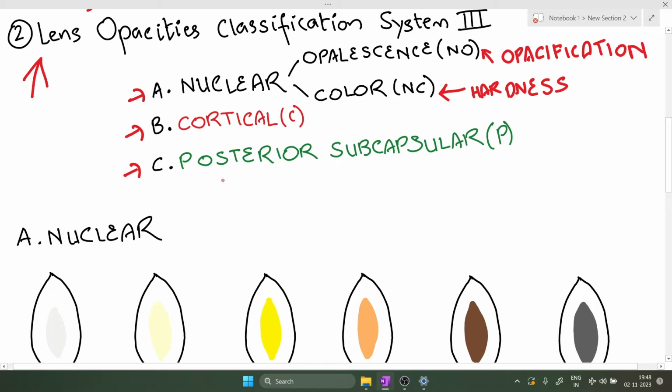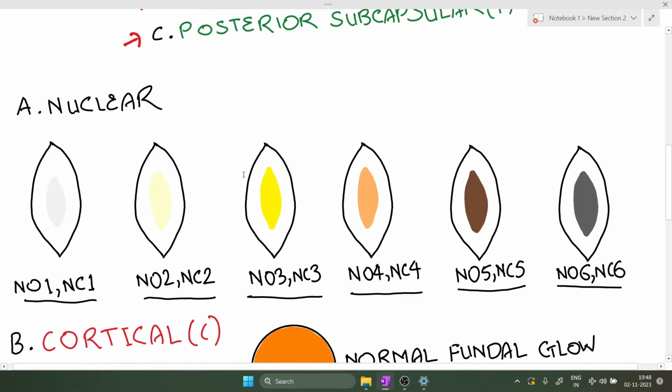Cortical grading and posterior subcapsular grading is pretty straightforward, as we will see in the next couple of minutes. Let's look at the nuclear grading. Now, for each type, that is nuclear, cortical and posterior subcapsular, for the ease of understanding, we have assumed that that is the only type of cataract this patient has in the diagrams, meaning if I'm talking about the nuclear cataract, there will be no cortical component or posterior subcapsular component in this patient.